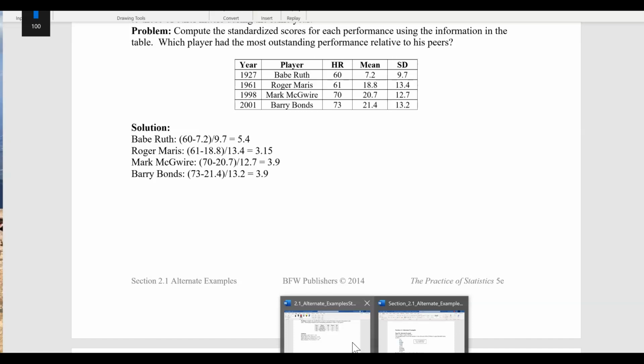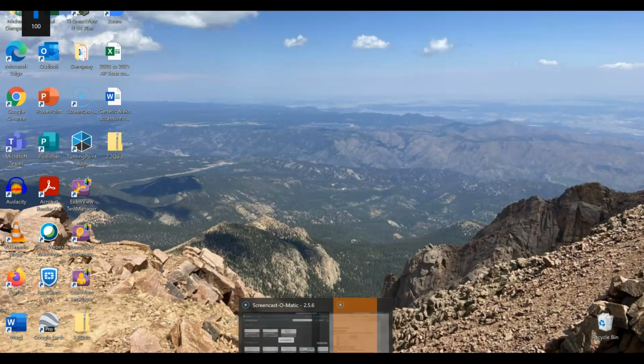So hopefully you looked at the data here and decided that compared to their peers, it looks like Babe Ruth probably was the best, has the highest Z-score. So, relative to their peers, we would say he was the best home run hitter compared to them using the Z-scores.